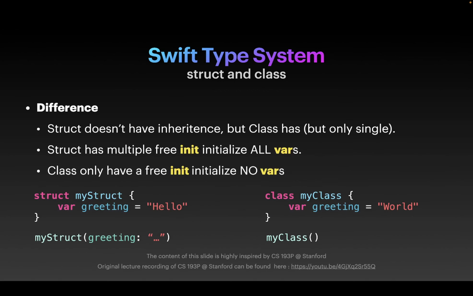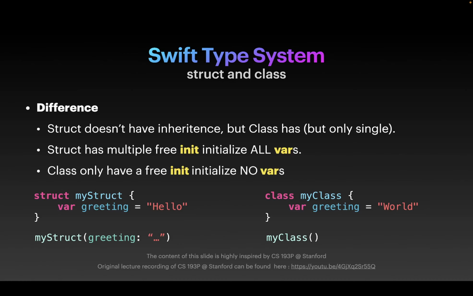Now, another difference is inheritance. Struct doesn't have inheritance, but class does. But in the Swift world, a class can only have one inheritance. You cannot get multiple inheritance in Swift. So you might wonder how we actually do polymorphism efficiently or elegantly. Actually, in Swift, we don't really use inheritance a lot. The protocol can be used to achieve polymorphism. Okay, and we will get to the protocol later.